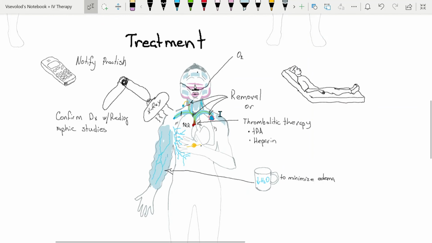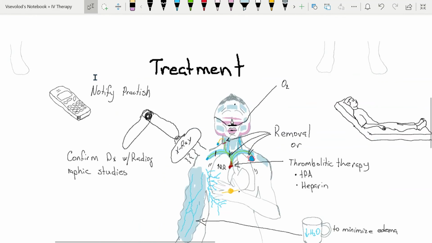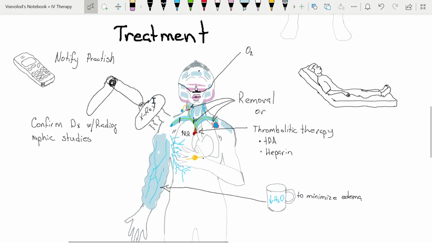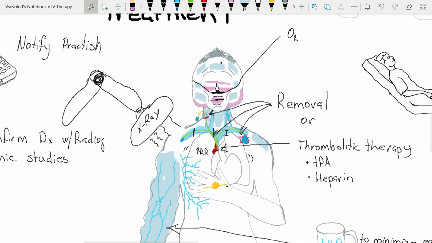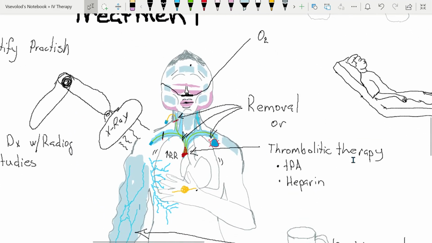So some of the things that can be done to treat superior vena cava syndrome as a result of central vascular access device complication could be, first you would notify the provider, practitioner, then confirm the diagnosis by using the radiographic examination. Treatment in the case of thrombosis would include removal of the catheter and initiation of thrombolytic therapy such as TPA or heparin.